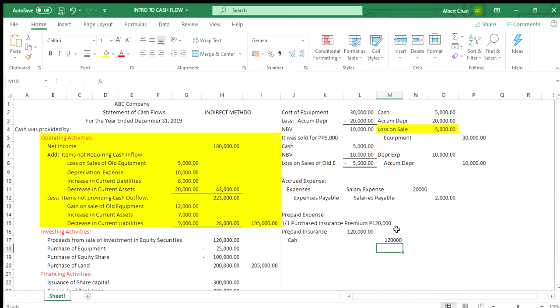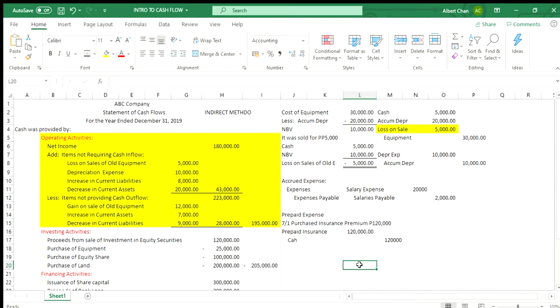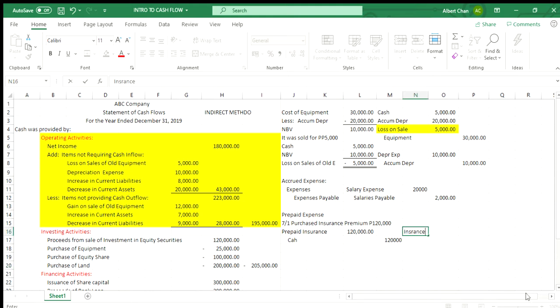Now, at the end of the year, let's say this was purchased July 1, and that is an insurance for 1 year. So as far as the information is concerned, we have used the months of July, August, September, October, November, December, 6 months. So half of that must be reported as an insurance expense.